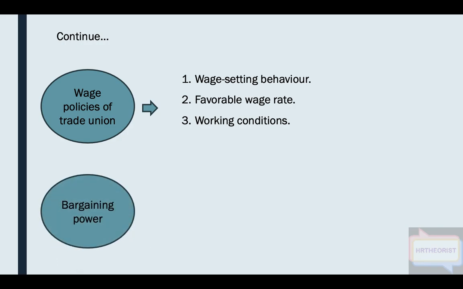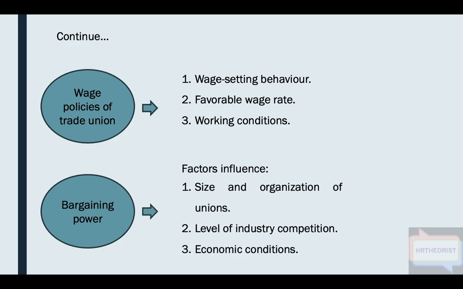The third one, bargaining power. Dunlop analyzed the relative bargaining power of different actors in the employment relationship, such as employers and trade unions. He examined the factors that influence bargaining power, such as size and organization of unions, level of industry competition, and economic conditions prevailing in the labor market. Further, he recognized the significance of bargaining power in determining labor outcomes. Let's say in the retail sector, Dunlop's analysis would explore how the balance of power between management and workers influences wage negotiations, working hours, and job security.